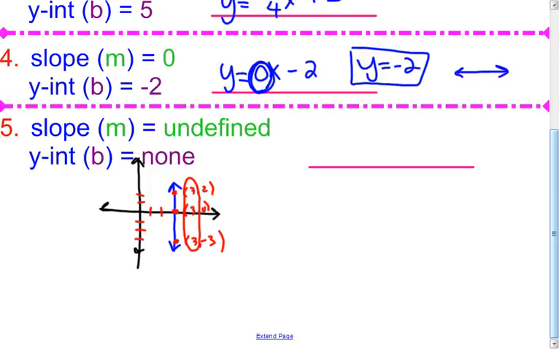This is a vertical line, and vertical lines have the equation x equals, and I didn't give you a number to pick from here, so I'm just going to say any number, because I didn't give you one. But when my slope is undefined, you need to recognize that you have a vertical line and that it always has the equation x equals something, okay? And that's it.